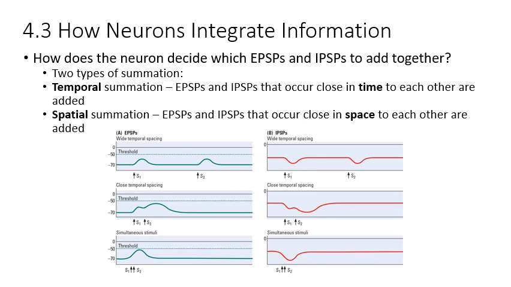The neuron has two different ways to decide which EPSPs and IPSPs are being added together. There are all these signals coming into the neuron. How does it decide which ones to group together to sum? There are two types of summation. There's temporal summation, where EPSPs and IPSPs that occur close in time are added together, and there's spatial summation, where EPSPs and IPSPs that are close in space, maybe on the same dendritic branch, are added together.